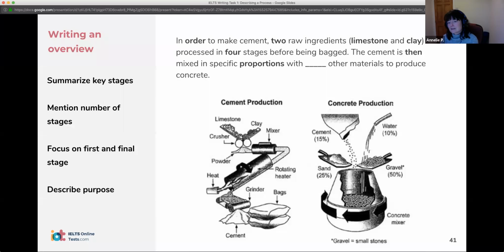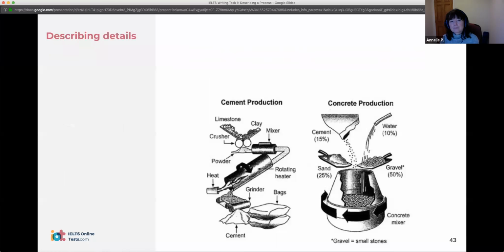With how many other materials? Again, you could use several, or we could be specific here: 3 other materials to produce concrete. So that's a summary of what we're doing and the number of stages in each part of the process. So that was the first and the last process. The 3 other materials, Pi, are water, sand, and gravel. So first of all, we make cement, then the cement is used with the 3 other ingredients in order to make concrete.